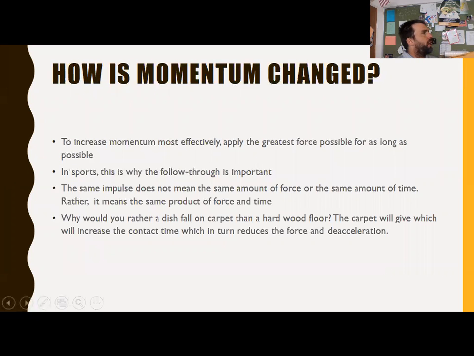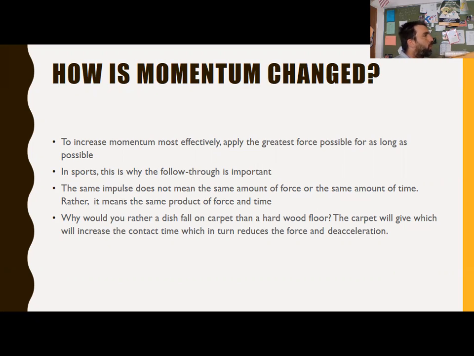All right, how has momentum changed? To increase momentum, you need to apply the greatest force for as long as possible. This goes back to impulse. I've already talked about this, but that's why follow through is important. The same impulse does not mean the same amount of force or the same amount of time. It is the product of the force and the time. It could be a lot more force or usually a lot more time.